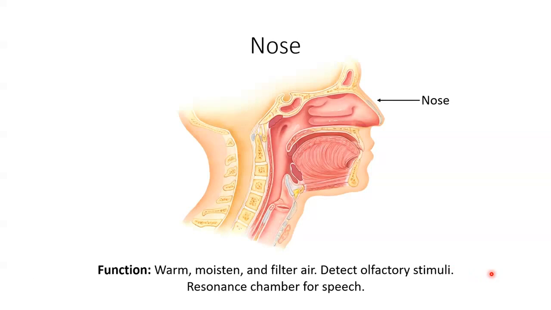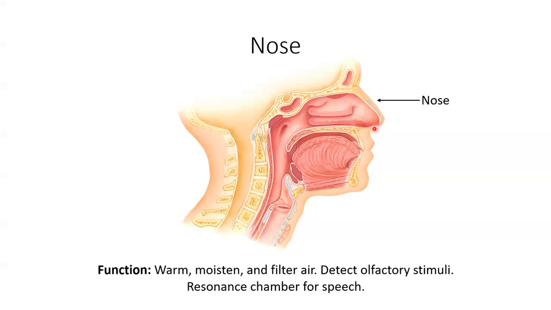So the conducting zone starts at the nose. The nose is the entrance to the respiratory system, and it consists of a visible external portion, which we call the nose, and then an internal portion, which sits inside the skull, and that we call the nasal cavity. Our nose is made up of bone and hyaline cartilage. It's covered by muscle and skin, and on the inside, it's lined by a mucous membrane.